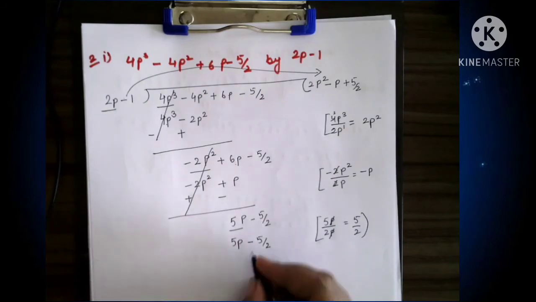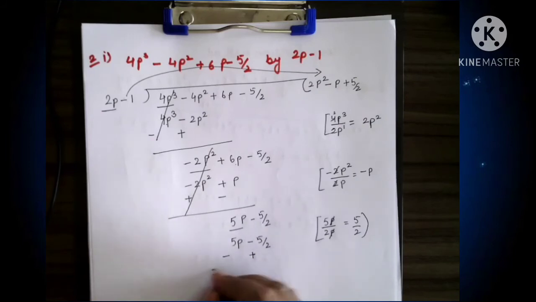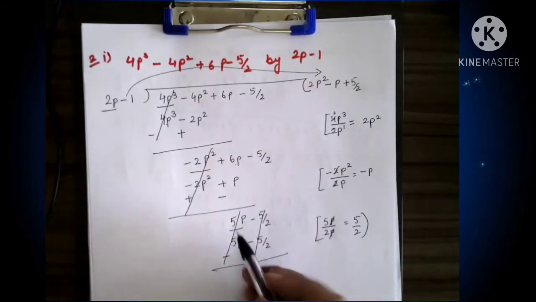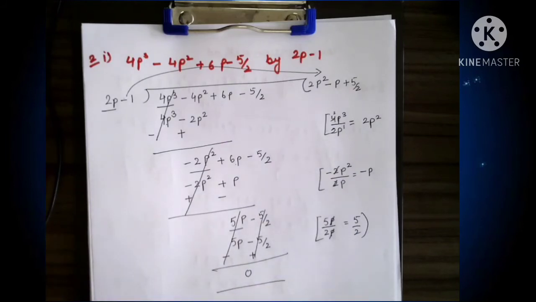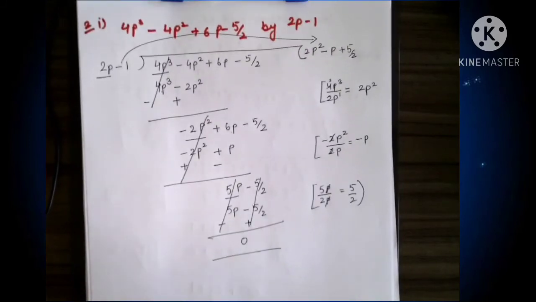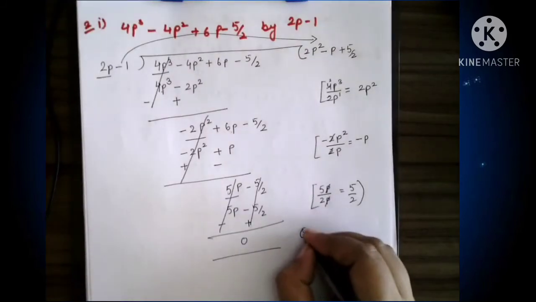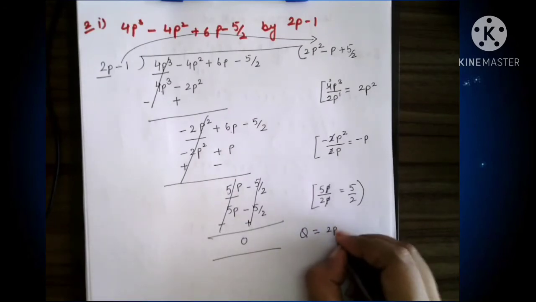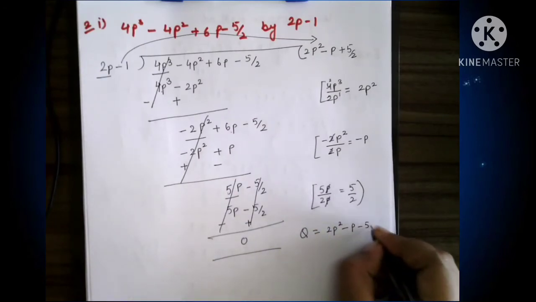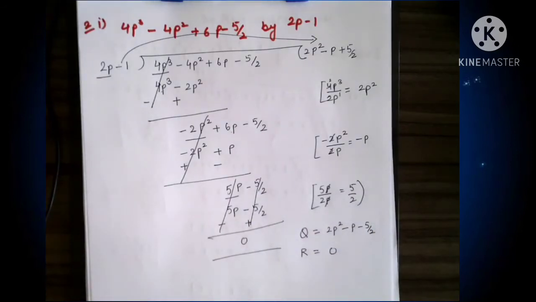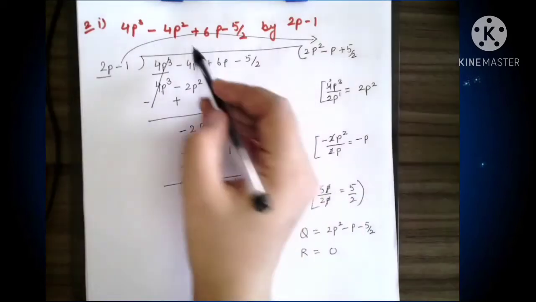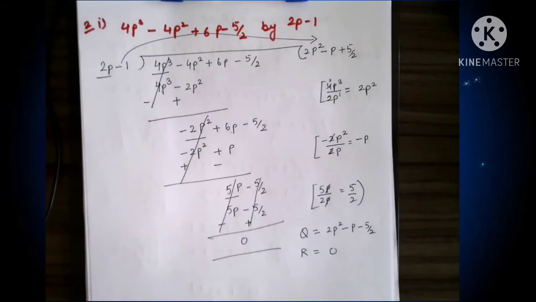Change the sign. Minus becomes plus, plus becomes minus. 5p minus 5p cancel, plus 5/2 minus 5/2, that is also cancel, everything cancels, we get 0. So children, what is the question? We have to write the answer. Quotient is equal to 2p square minus p minus 5/2 and the remainder is equal to 0. You have to practice a lot. Simple one. For whoever understood this step, it is the same.